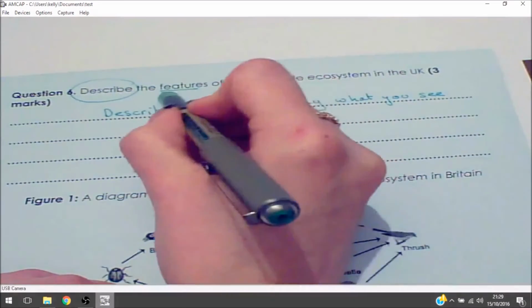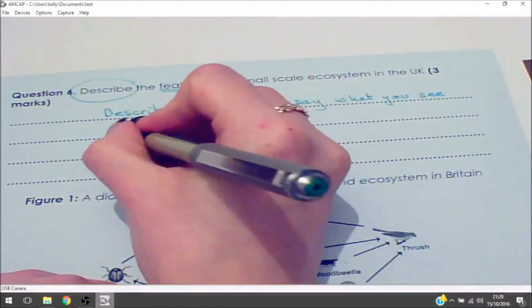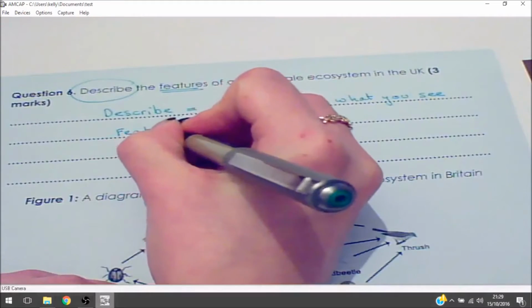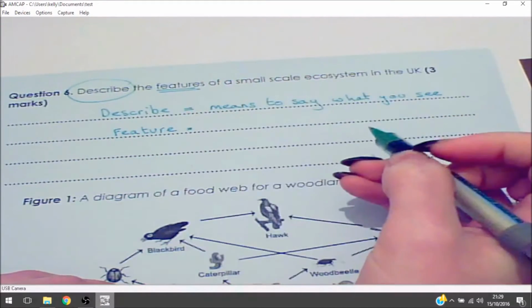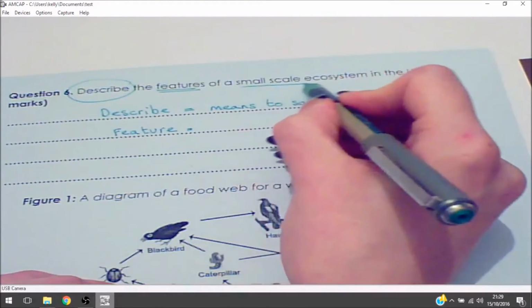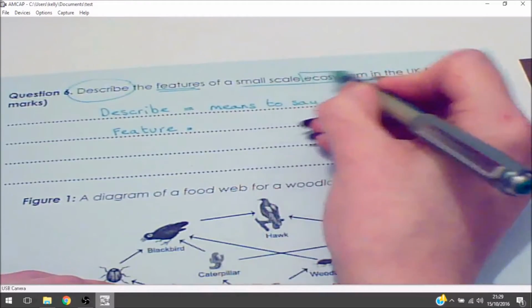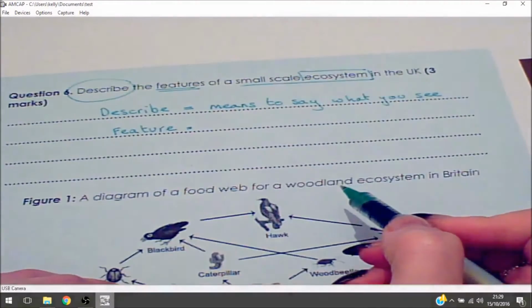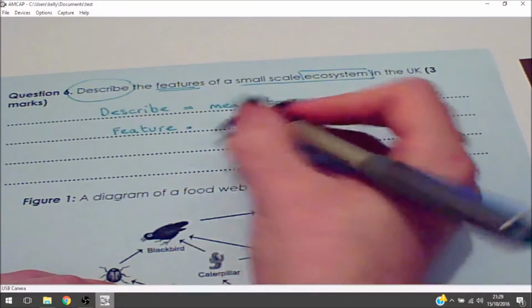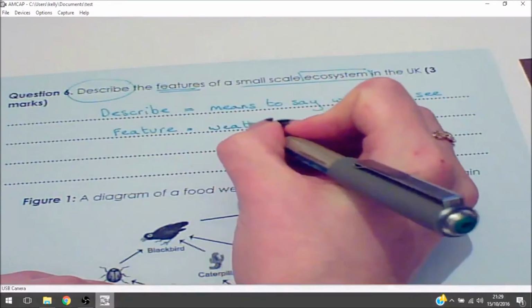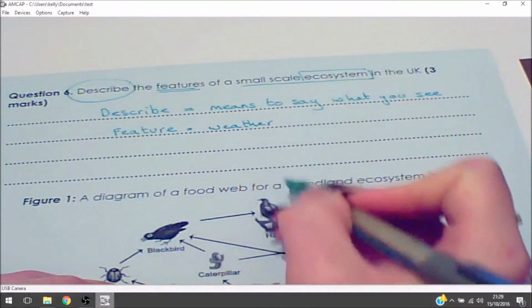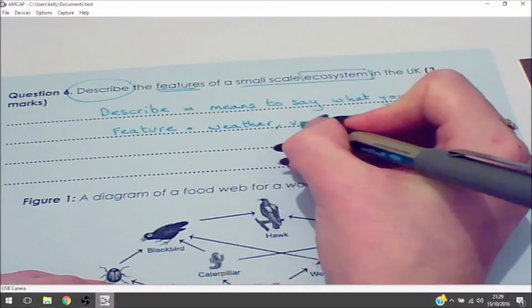It's asking for some features. So what's a feature? Now if we think about it in terms of a small scale ecosystem, you must ask yourself, what is an ecosystem? So could it be anything to do with weather? Is it hot? Is it cold?